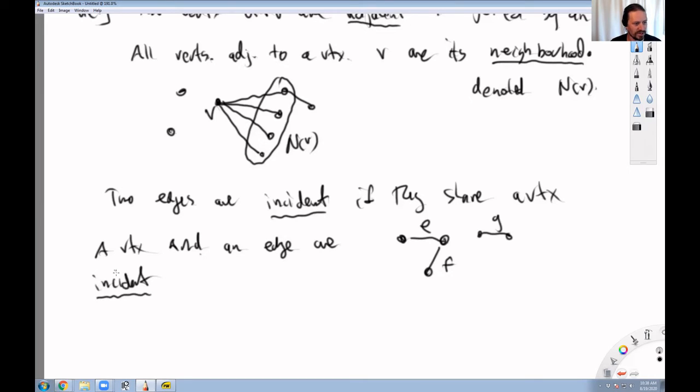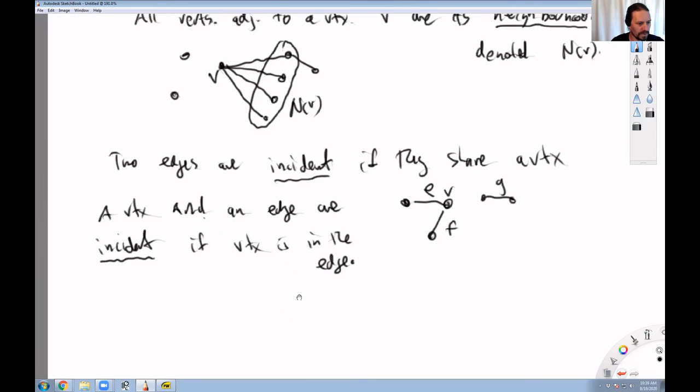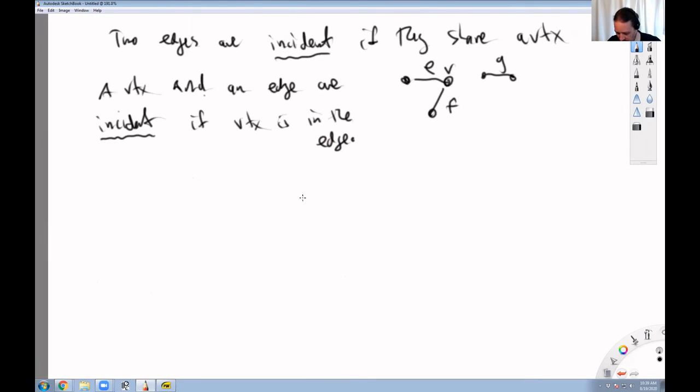So it's an abusive notation, right? This term is used for two things. If the vertex is in the edge, right? So like this vertex V here is incident to E and incident to F. Just terms to make things easy to talk about. All right, so those are incident there.